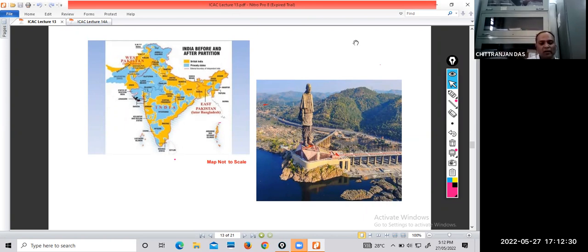28 total number of states and 8 union territories and all। So but before independence, our country was divided into so many different states, and which we used to call as what? Which we used to call as princely states. Princely states. Have you heard of this princely states? Can somebody tell me the name of any princely state of India?